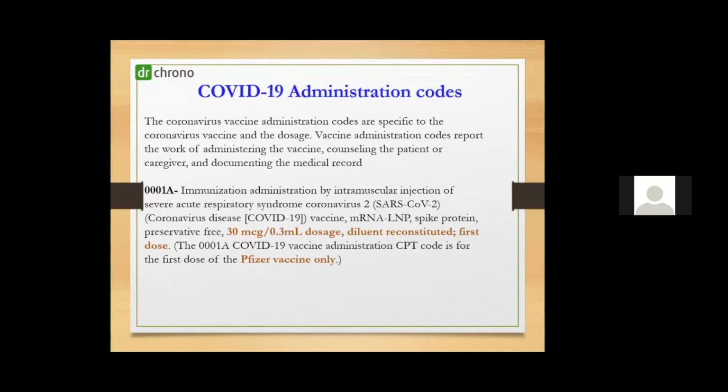So these vaccination or administration codes are specific to each vaccine or dosage given. The vaccine administration codes report the work of administering the vaccine. It also includes counseling of the patient or the person who's caregiving to the patient, and obviously documentation in the medical record. So we have four sets of codes for the vaccine administration, starting with 0001A, and this is given as the first dose only for the Pfizer vaccine, the dosage being 30 mcg per 0.3 ml.